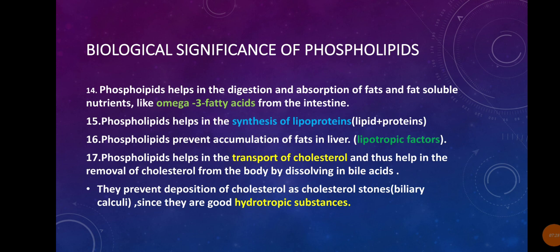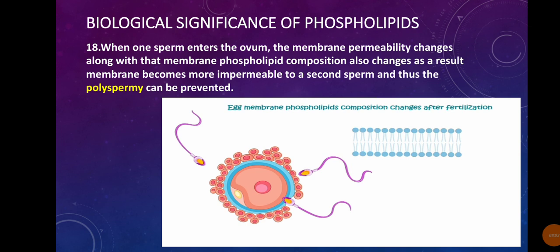Phospholipids help in the digestion and absorption of fats and fat-soluble nutrients like omega-3 fatty acids from the intestine. They help in the synthesis of lipoproteins, which are a combination of lipid plus proteins. Phospholipids prevent accumulation of fats in the liver, and are known as lipotropic factors. They help in the transport of cholesterol and thus help in its removal from the body by dissolving in bile acids. They prevent the deposition of cholesterol as cholesterol stones, biliary calculi, since they are good lipotropic substances.